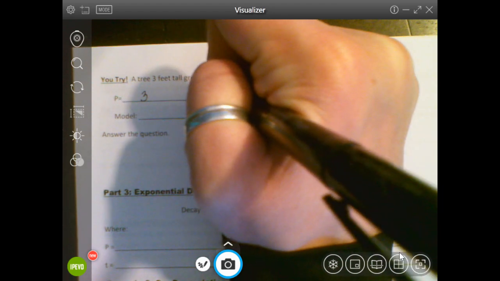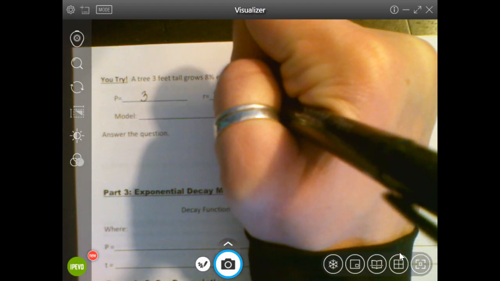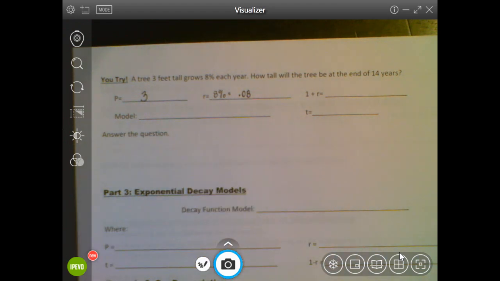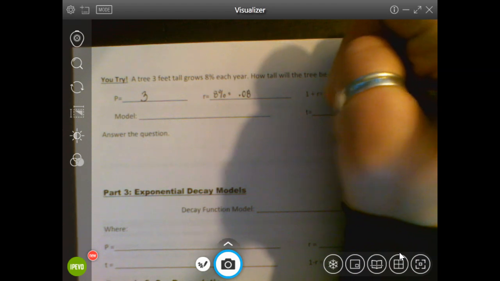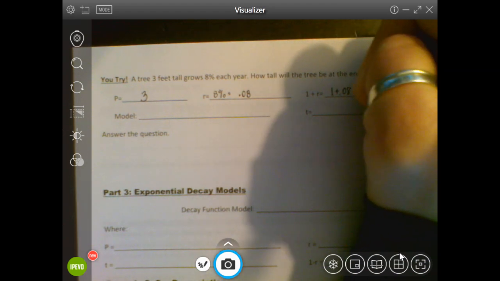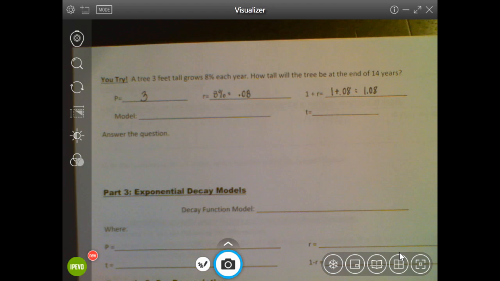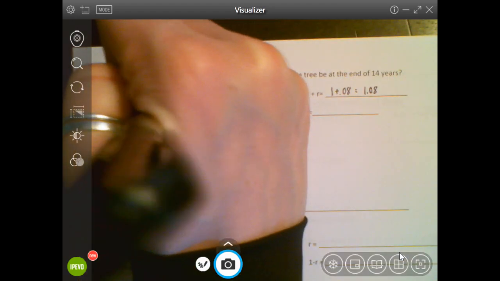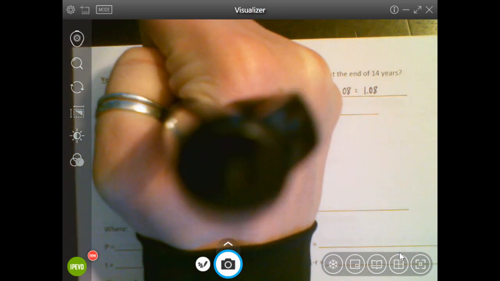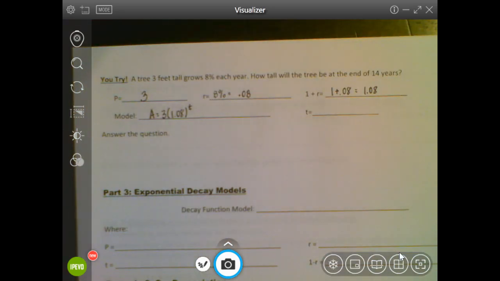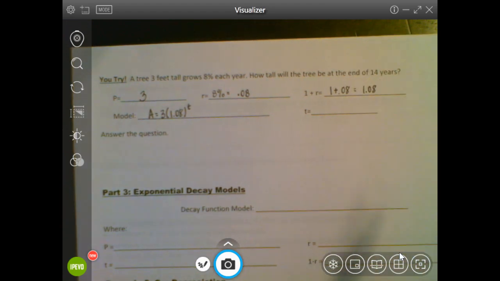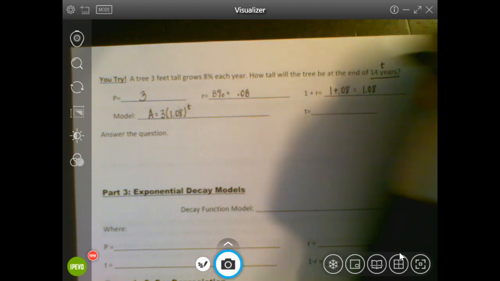My R is going to be 8%, but again, I want to write that as a decimal, so it's going to be 0.08. If I move the decimal place over to the left 2 places, 1 plus R is going to be 1 plus 0.08, which is going to be 1.08. And just using these 3 pieces of information, my model is going to be A is equal to 3 times 1.08 raised to the T power. And what I want to know is what is going to be the height of the tree after 14 years. So this is going to be my T.